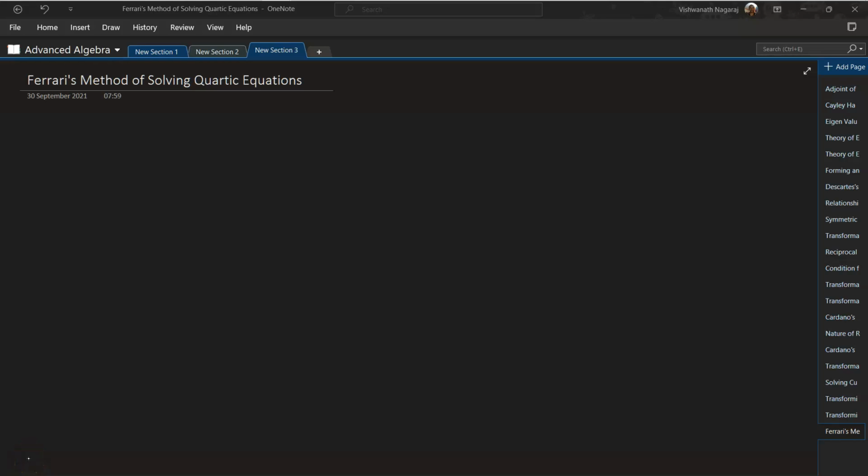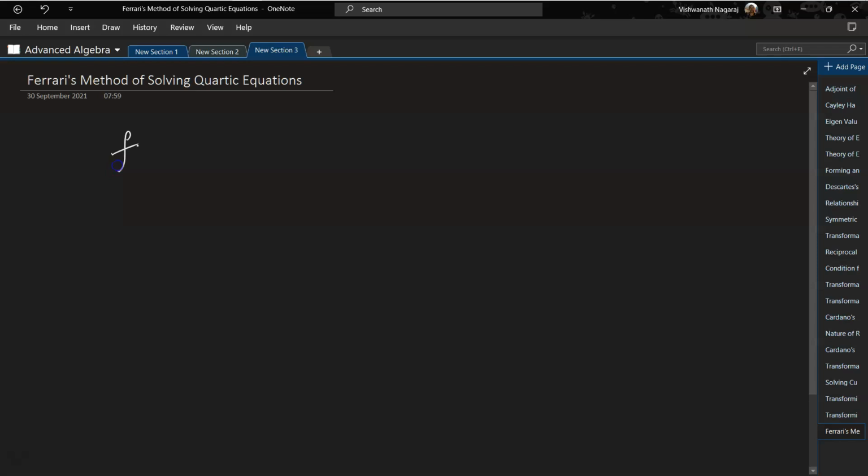Let's look at Ferrari's method of solving quartic equations. Let's say the equation is f4(x) equal to x to the power of 4 plus a x cubed plus b x square plus c x plus d equal to 0.